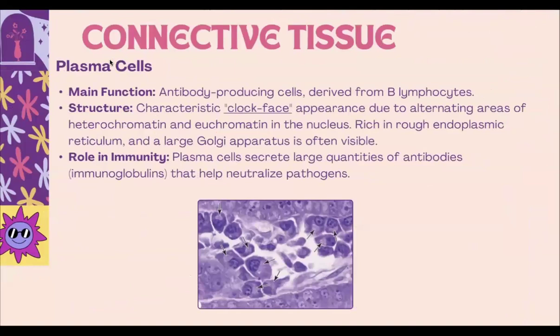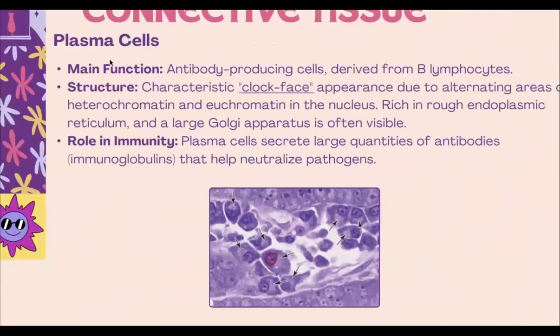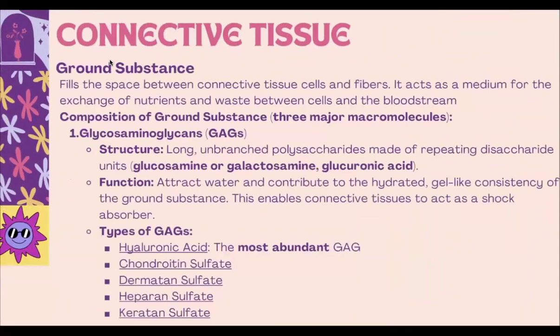Then you have plasma cells. These are the ones that produce antibodies. They have a clock face appearance. If you look closely, it kind of looks like a clock. That's what plasma cells look like. They contain both heterochromatin and euchromatin, and these are again involved in immunity. So that's the cells of connective tissue done.